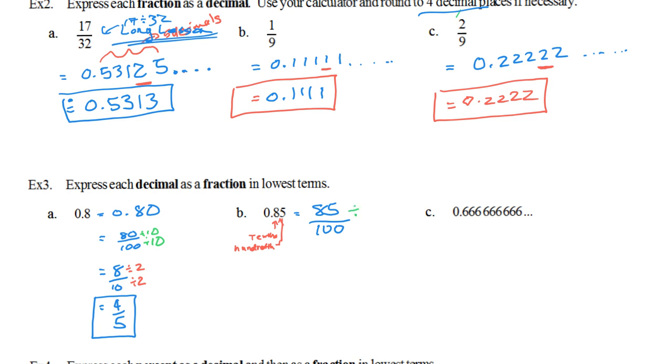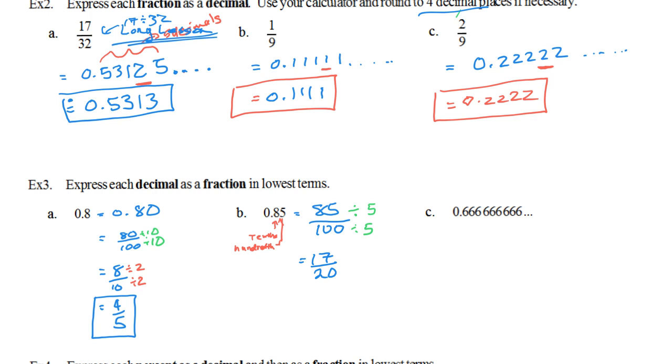both numbers can be divided by 5, I guess. Let's try 5, because anything with a 0 can pretty much be divided by 5. In this case, our final answer is going to be 17 divided by 20, and there is nothing more that we can do for this.